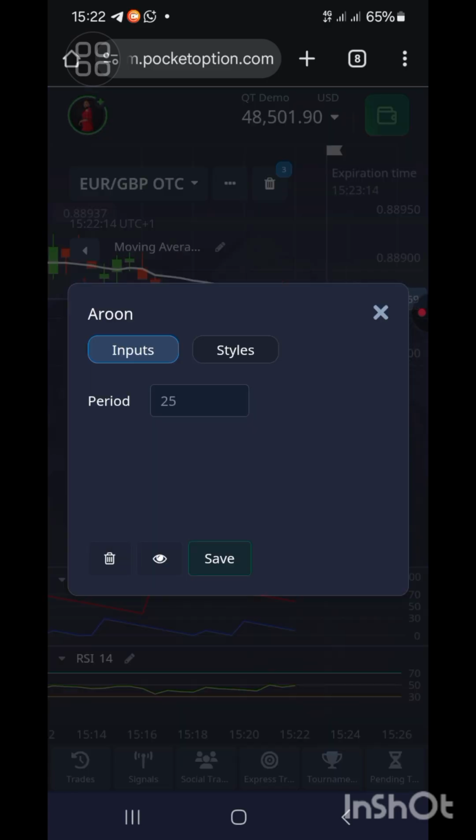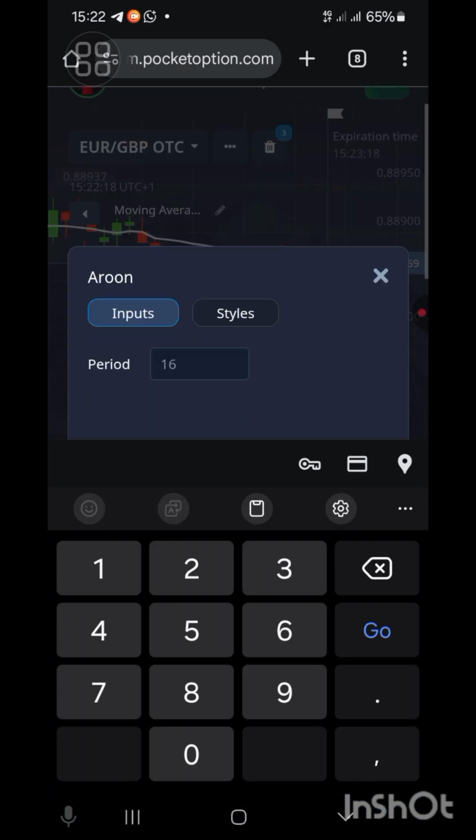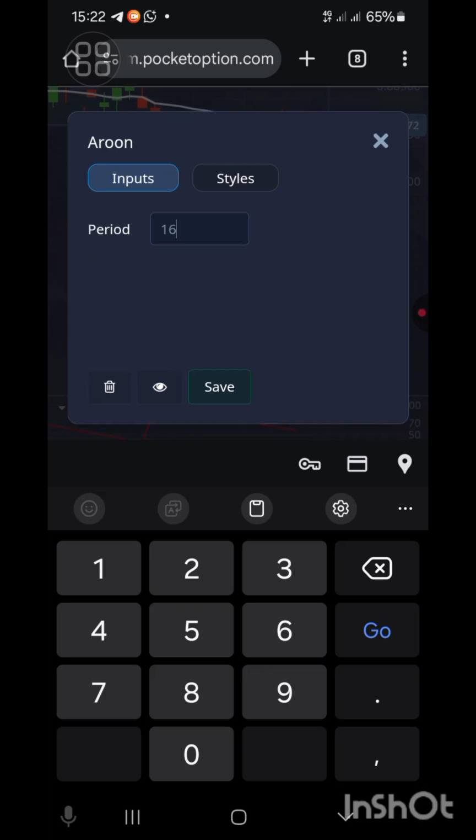Okay, so she said the Aroon will set the period. The default setting is 25, but we are bringing it down to 16. Then save.